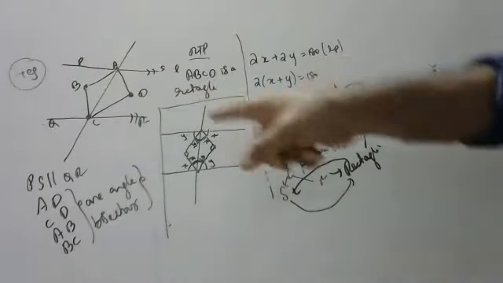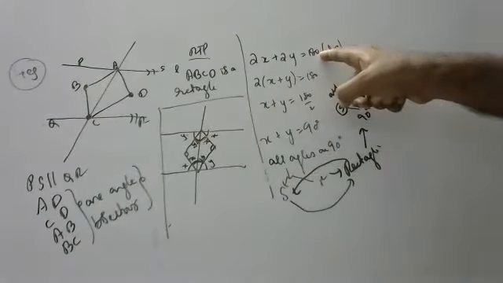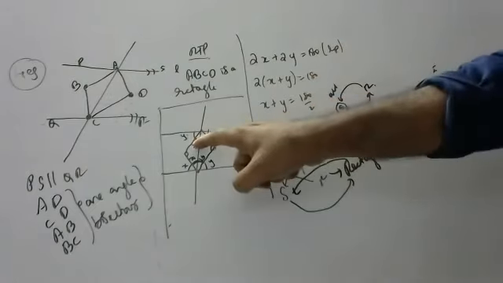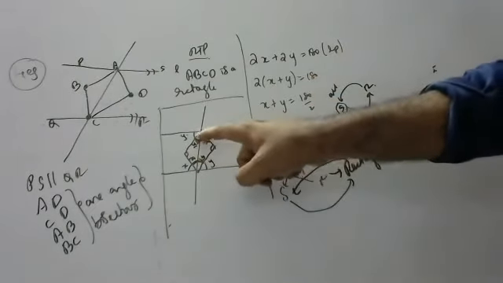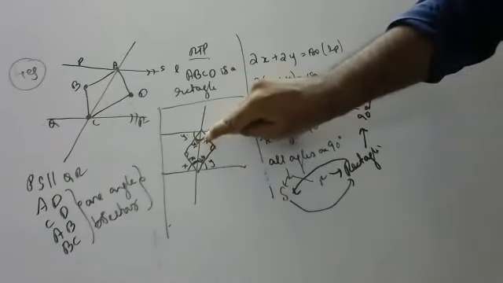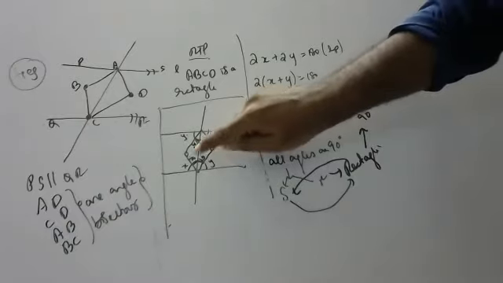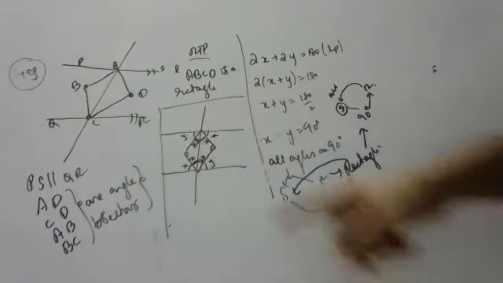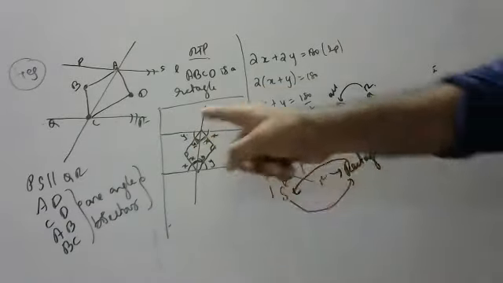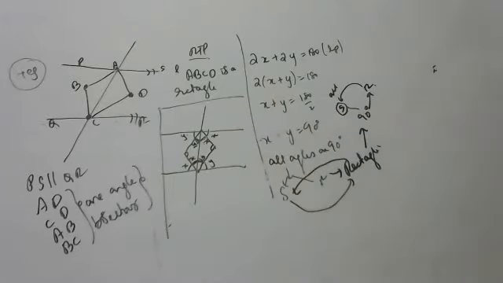I showed here. Those who didn't understand: 2x plus 2y is equal to 180, adjacent. X plus y is 90. This is 90, this is 90. Children, x plus y is 90 means by angle sum property, this is also 90. X plus y is 90 means by angle sum property, this is also 90. 90, 90, 90, 90. All angles are 90. It can be a rectangle. That's it.